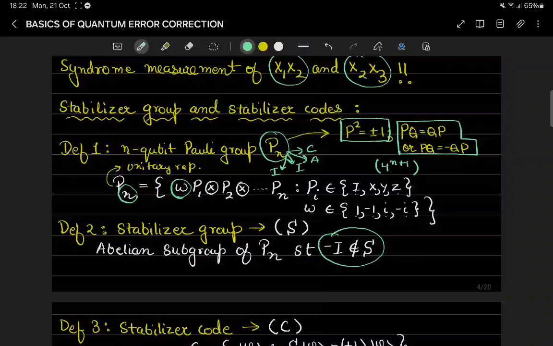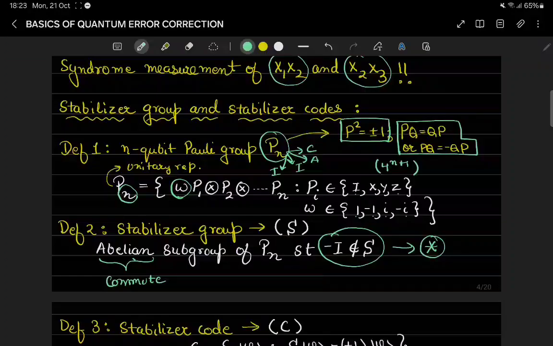So let's break this down. This is one of the most important definitions. It's an abelian subgroup, which means that the elements commute. So the elements inside the stabilizer group will commute with each other. The group operation that I am talking about is nothing but multiplication of two linear operators, and this means they commute. And minus identity does not belong to the stabilizer group.